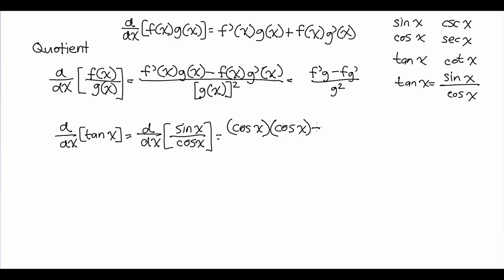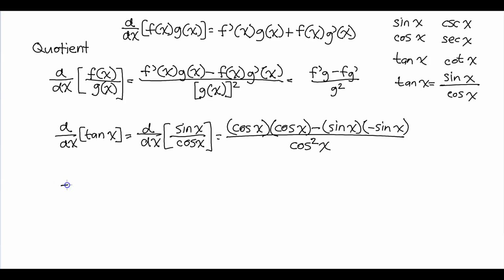minus f of x, so that's the top function, times g prime of x, which is negative sine of x, over g of x squared. So that's cosine squared of x, so cosine of x squared.